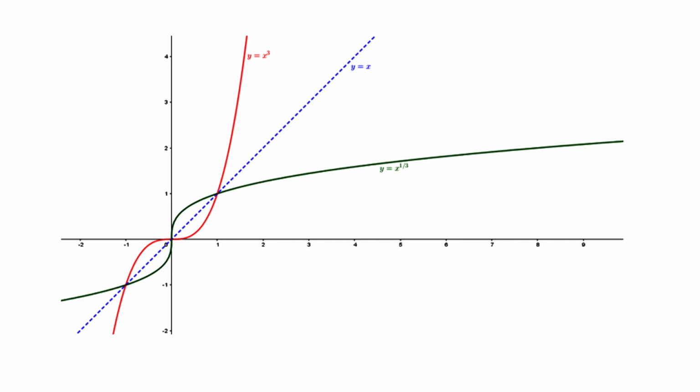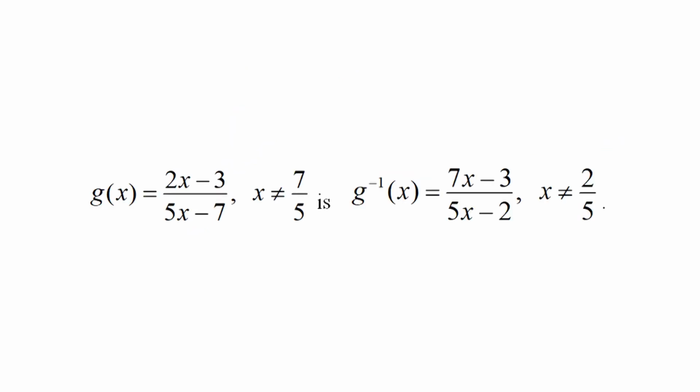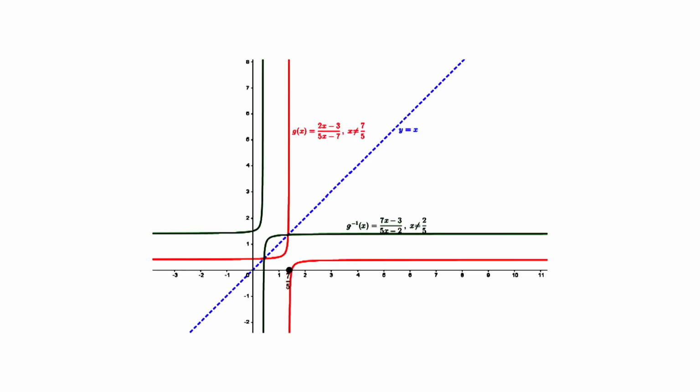We have noted earlier that the inverse of the function g(x) equals (2x minus 3) divided by (5x minus 7), with x not equal to 7/5, is g inverse of x equals (7x minus 3) divided by (5x minus 2), with x not equal to 2/5. Graphs of these functions are displayed in the figure.